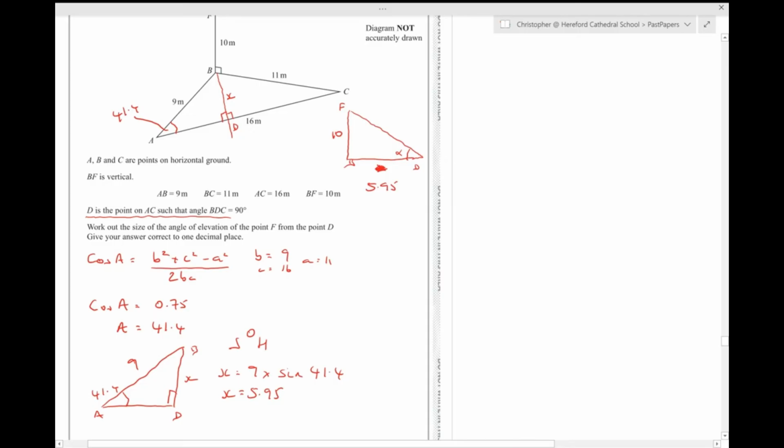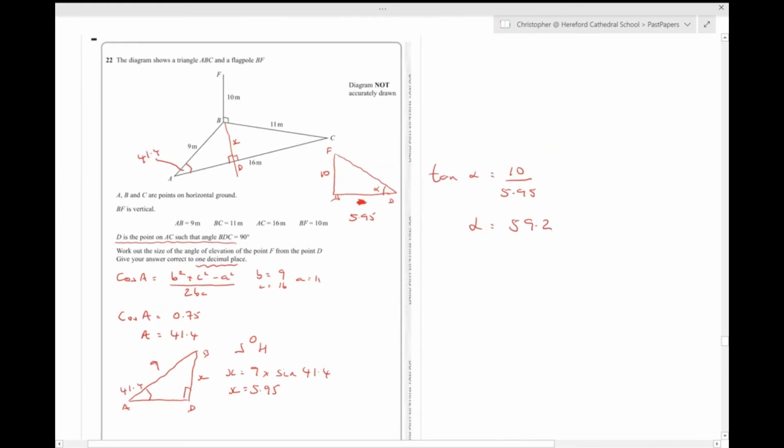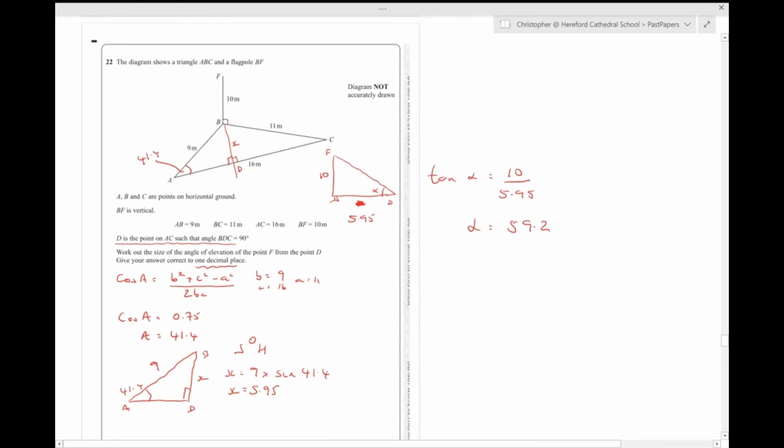So now I can find the angle alpha, of course, because I know that tan alpha will be the opposite over the adjacent. Work that out on your calculator, inverse tan it, and you will find that alpha is 59.2 degrees to 1 decimal place. And that is question 22.